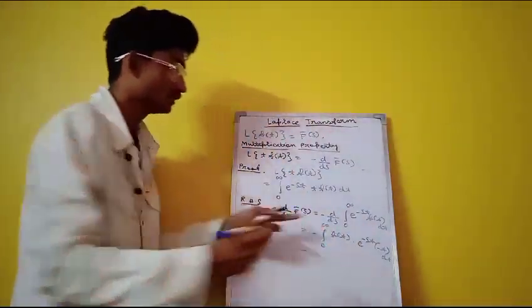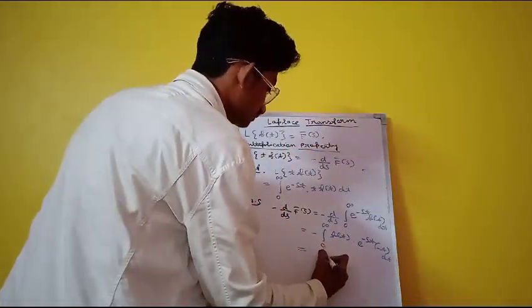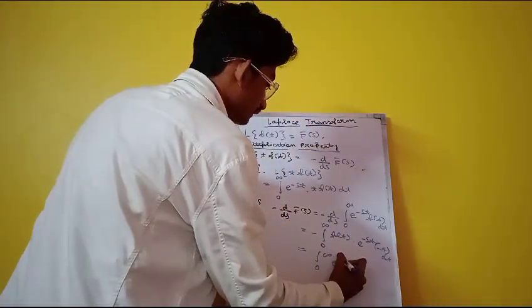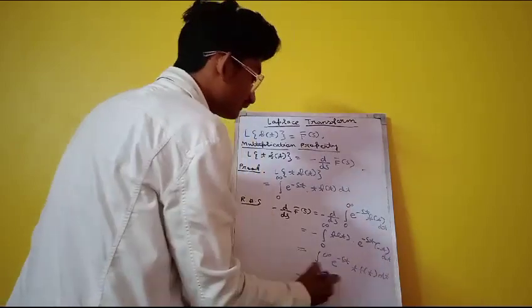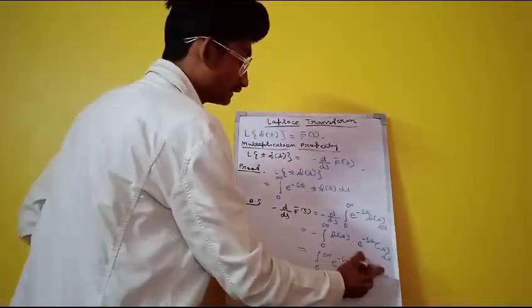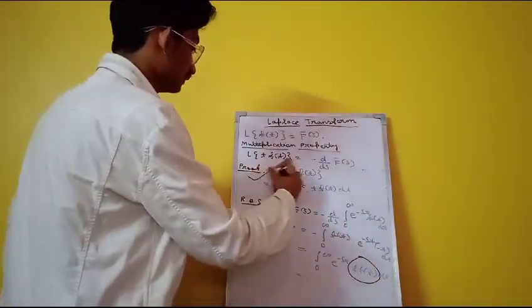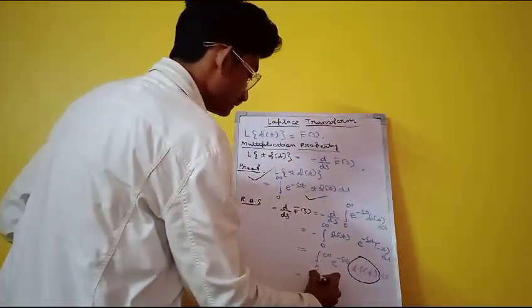So this minus with this minus will result in plus. So that is going to be the integral from 0 to infinity of e raised to power minus st into t f of t dt. And what is this? This is an integral with an exponential factor. Now this whole factor is like that. So by this we can write it is Laplace of t f of t. So it is Laplace of t f of t.